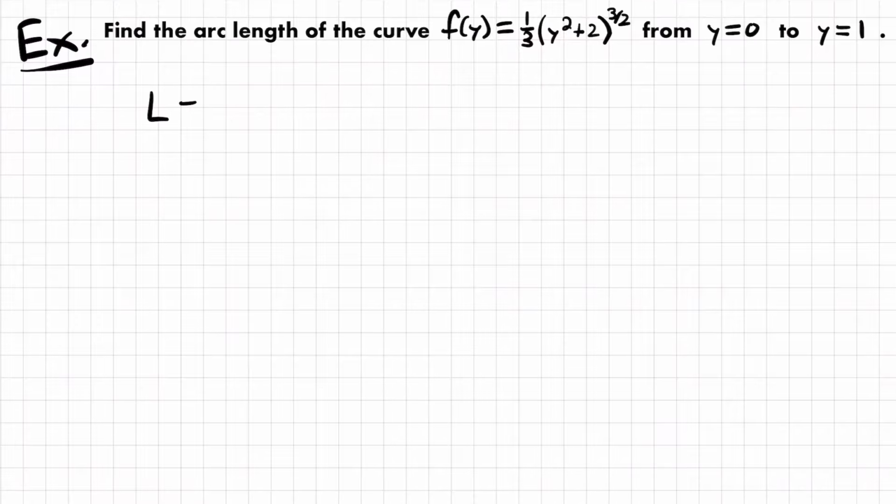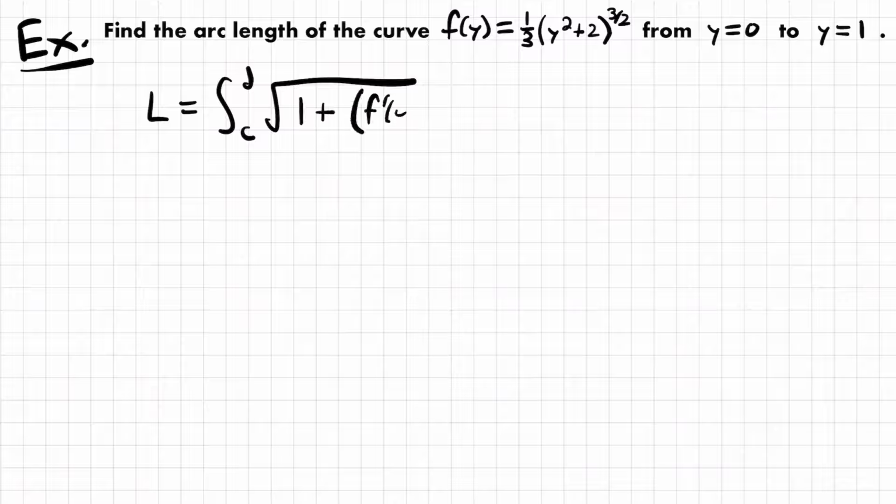We'll have that the arc length is equal to the integral from c to d, which are two values of y, of the square root of 1 plus the derivative f prime of y squared times dy. Okay, so since our function is in terms of y, our derivative will also be in terms of y. And so let's find that derivative.